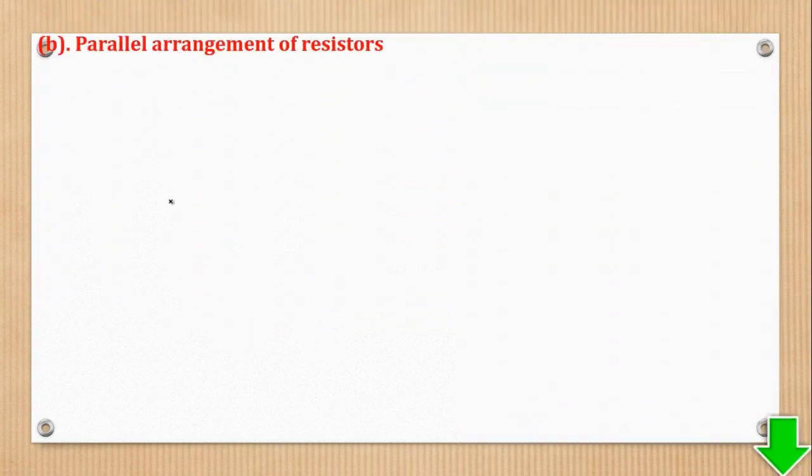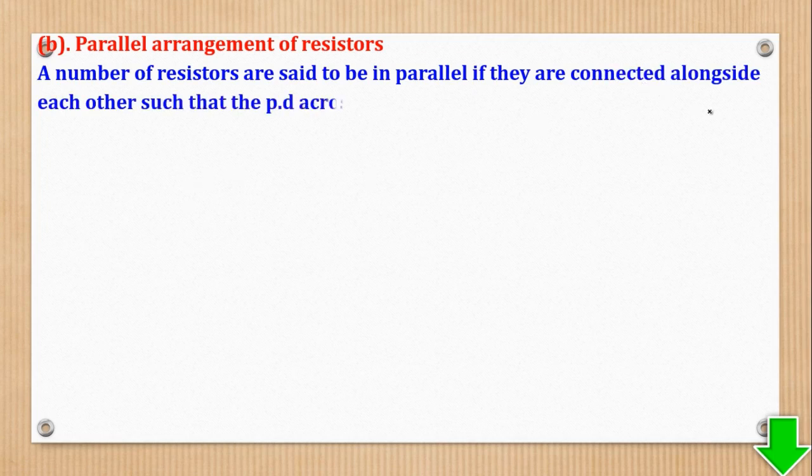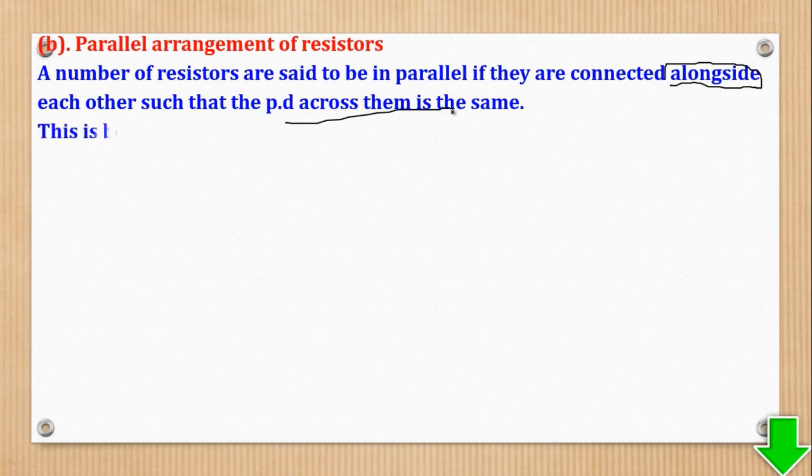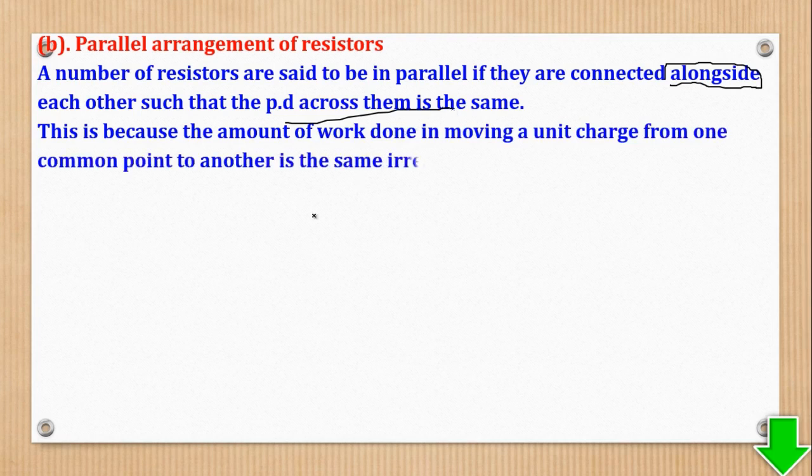So that was series arrangement. What about parallel arrangement? For parallel arrangement, the resistors are connected alongside each other. We shall see what that means when you draw a circuit diagram. And PD is the same. So in series, PD was different, but current was the same. In parallel, PD is the same, but current is different. Those are the two differences you need to be aware of.